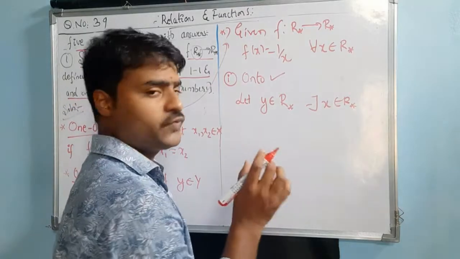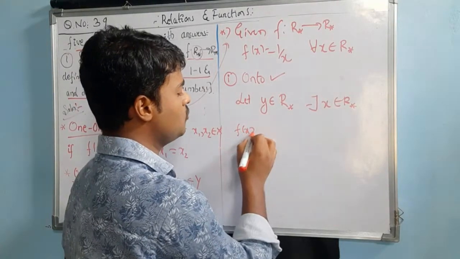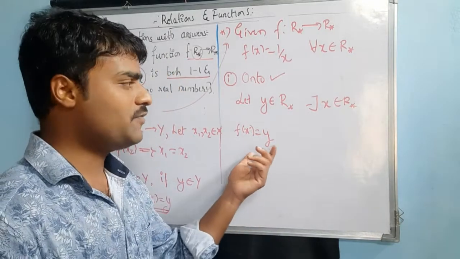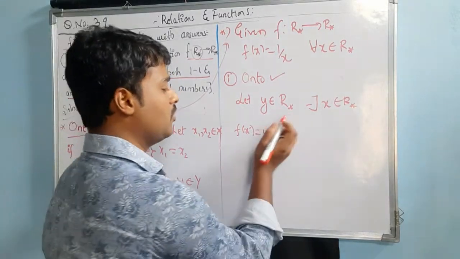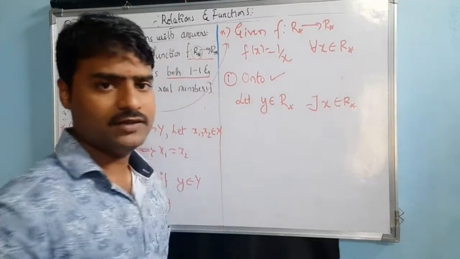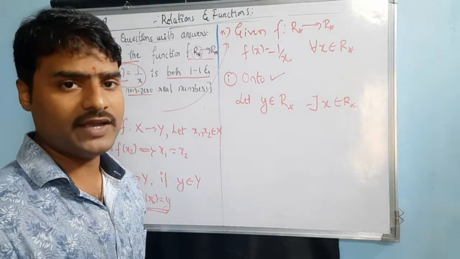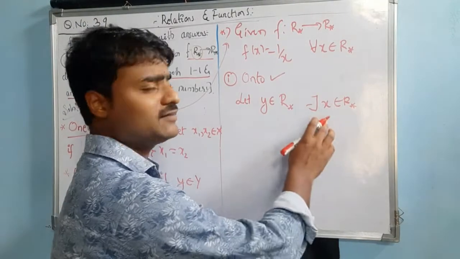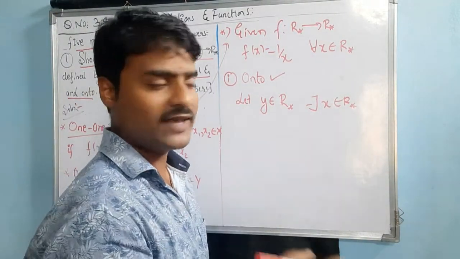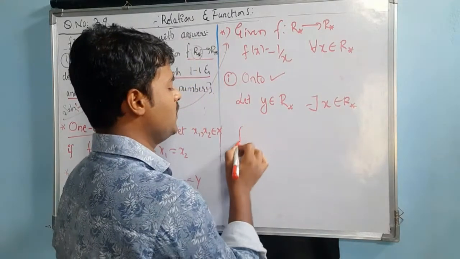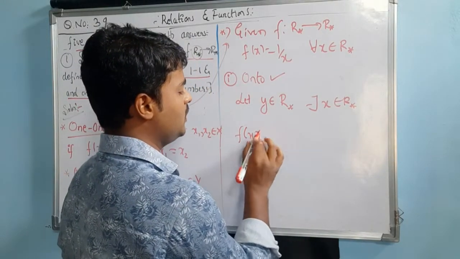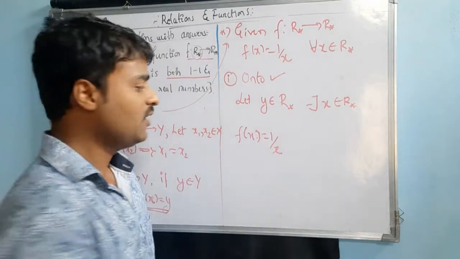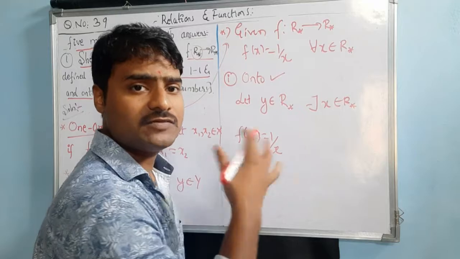Now I need to prove that f of x equals y. So in order to prove f of x equals y, I just have to express x in terms of y. So what is given? f of x equals 1 by x is the given function. So here, we need to express this x in terms of y.